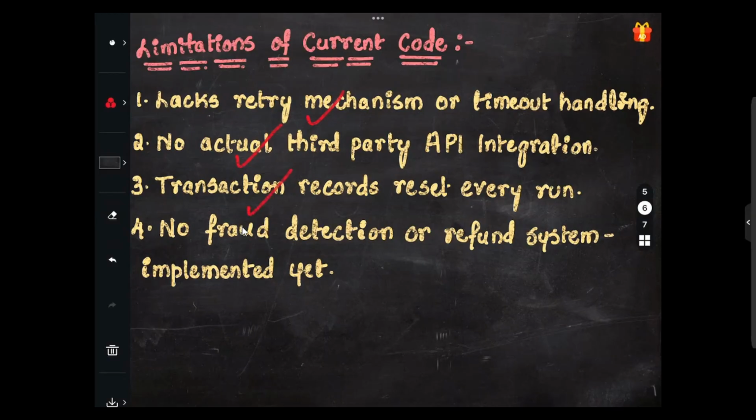The third one, transaction records reset every run. I have shown you that the transaction ID will be different every time we run. Not only the transaction ID, the entire transaction is in memory only. We are not making use of any external database, so transaction records reset every run.